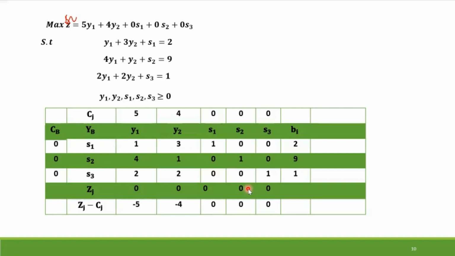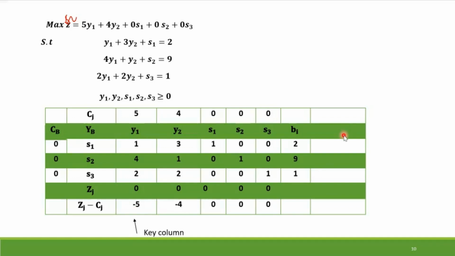If all Zj minus Cj's are positive or 0, we get the final answer. But now, since we have two negative numbers in Zj minus Cj, we have to choose the most negative number. Most negative number means, without the negative sign, whichever is greater. So here, minus 5 will be the key column.